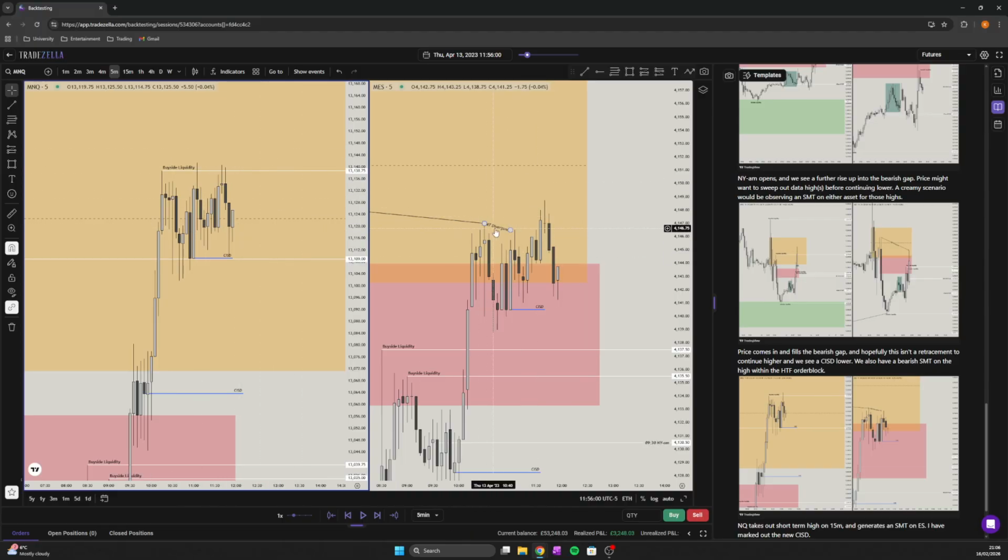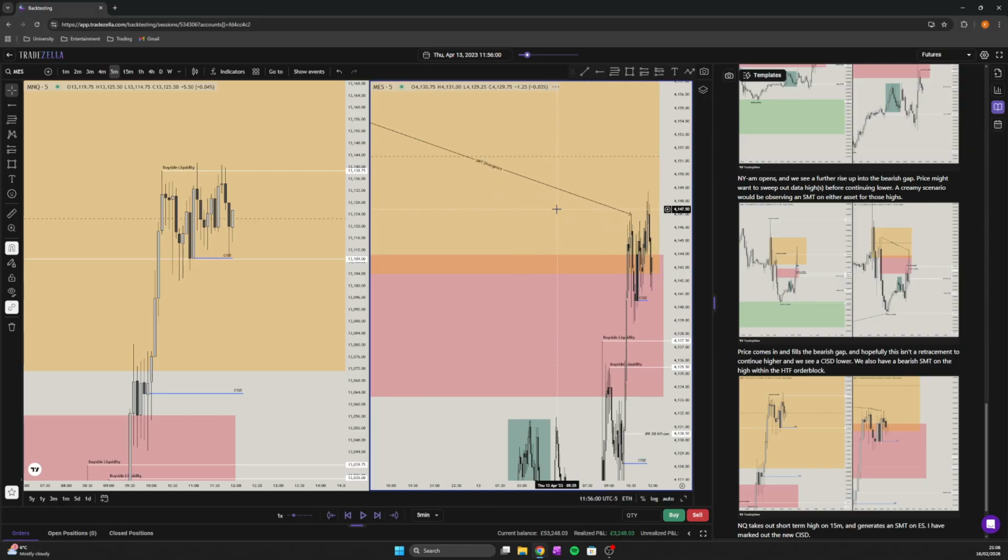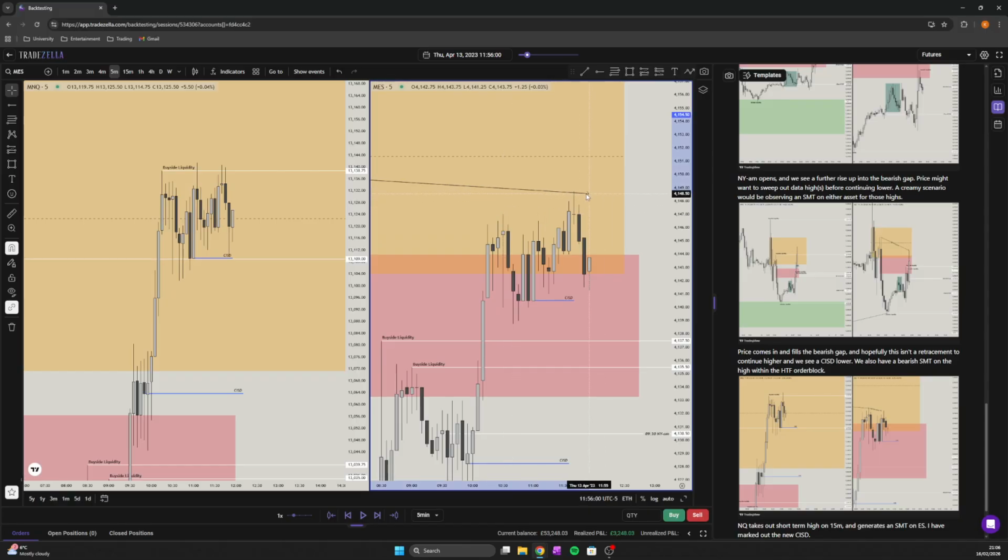We have now another SMT. Holy shit, what is going on? So we get buy side liquidity. Actually, we are still at the SMT, but let's just move that. Here we have buy side liquidity taken, and then here we have SMT. This is fucking overwhelming.